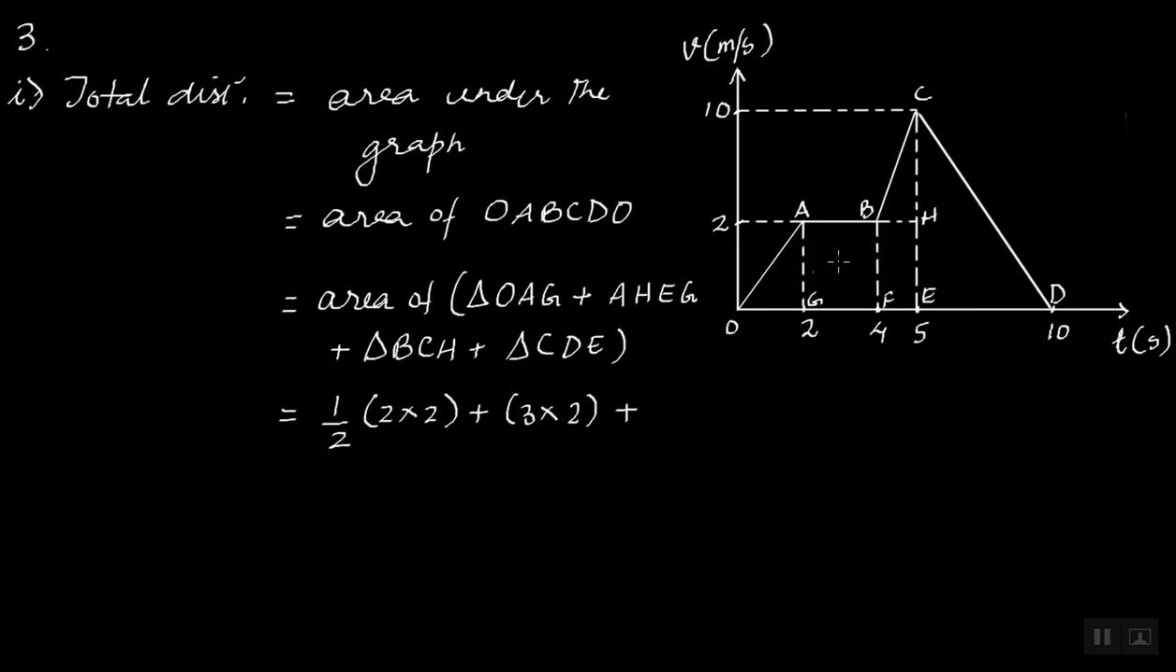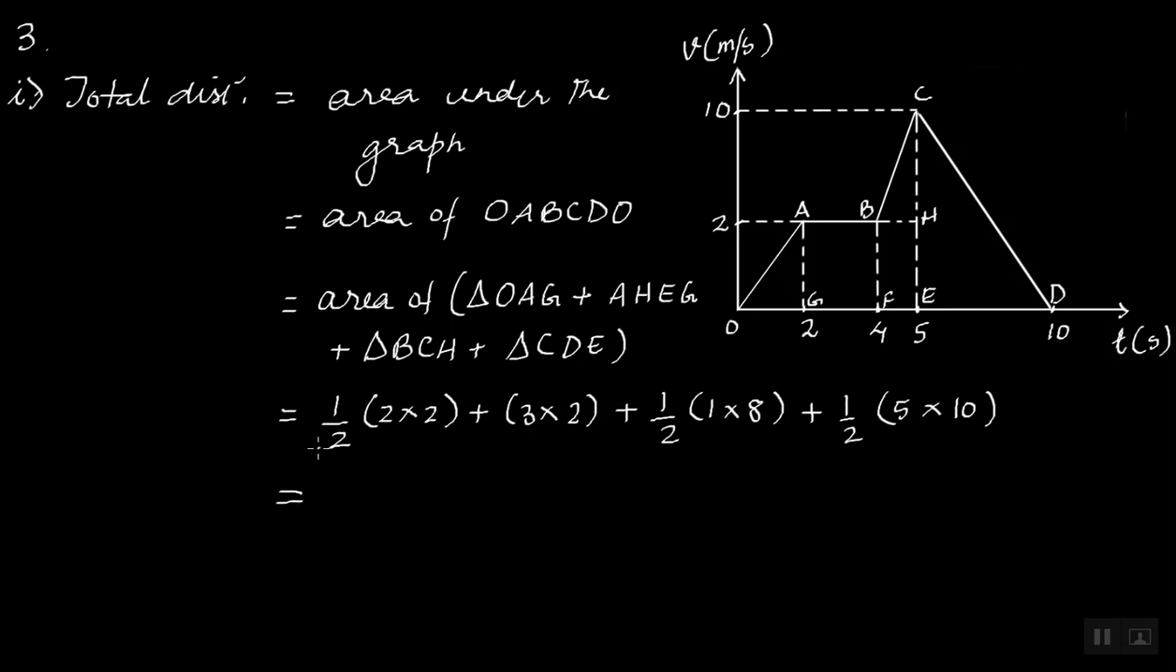plus triangle BCH, this one. So again, this will be half base, BH is this length, which is equal to FE. So how do we know this length? It is 5 minus 4, which is 1, into height, which is this length CH. How do we get this length? 10 minus 2, that will be 8, plus this triangle, the big triangle, half base. Now the base here is this length. How do we get this length? 10 minus 5, which is 5, into height, 10 minus 0, which is 10.